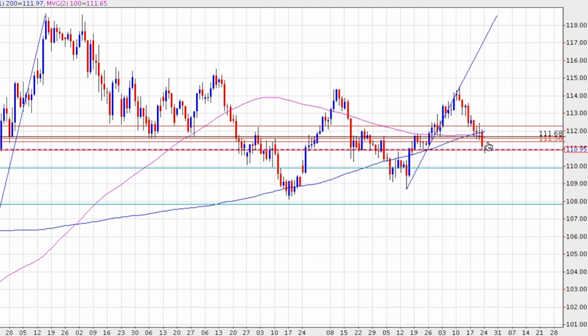If we have a look to the upside, have a look for the daily pivot point, which is set around the 111.68 area, and also keep your eye on the 200-day moving average, which is just underneath the 112 level at 111.97.